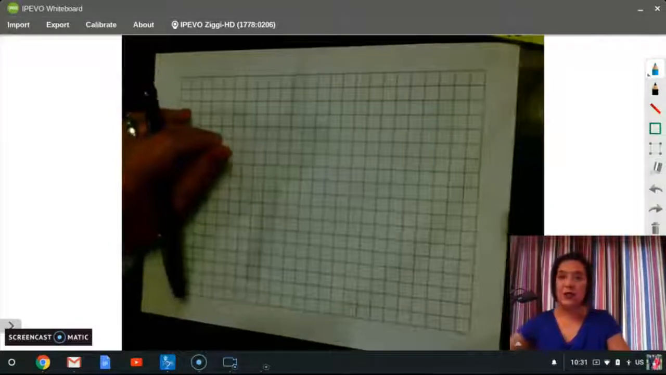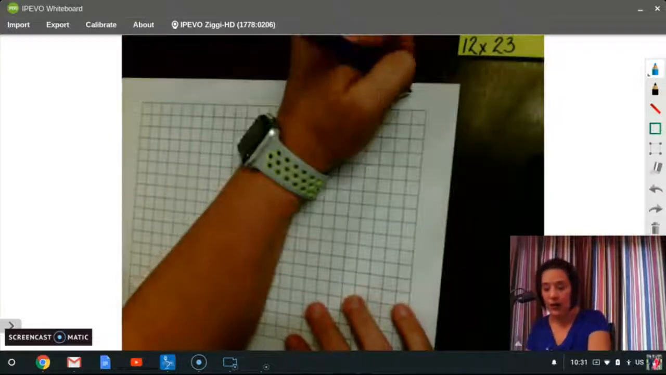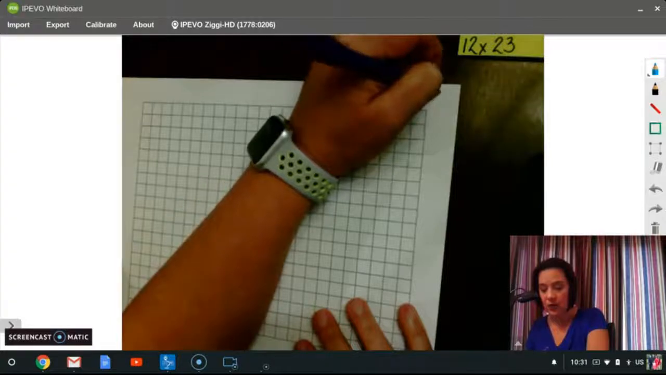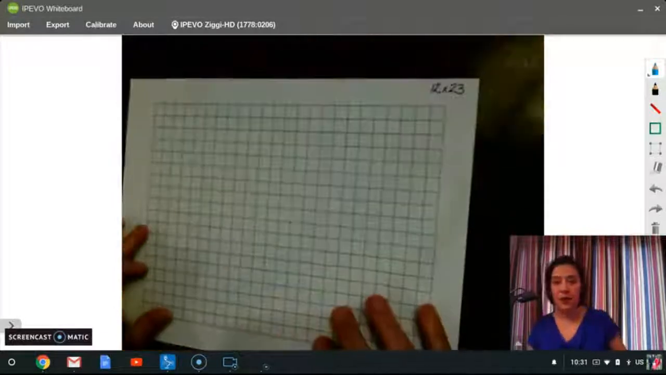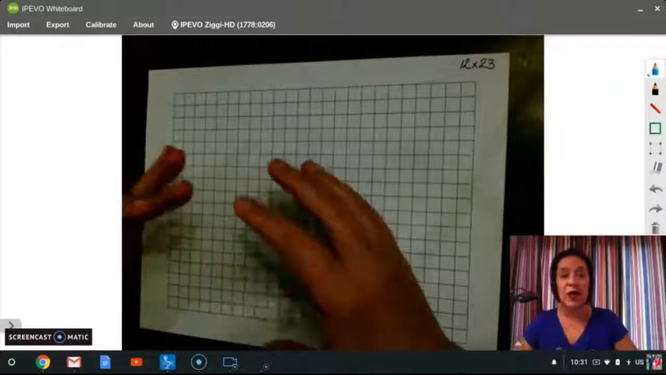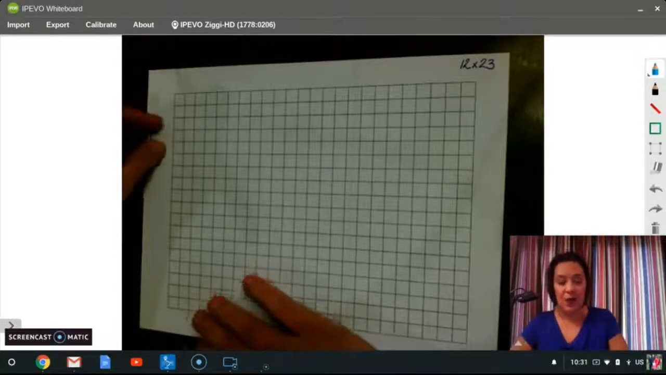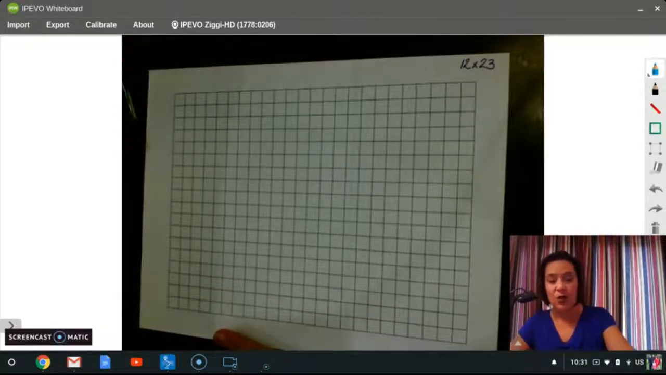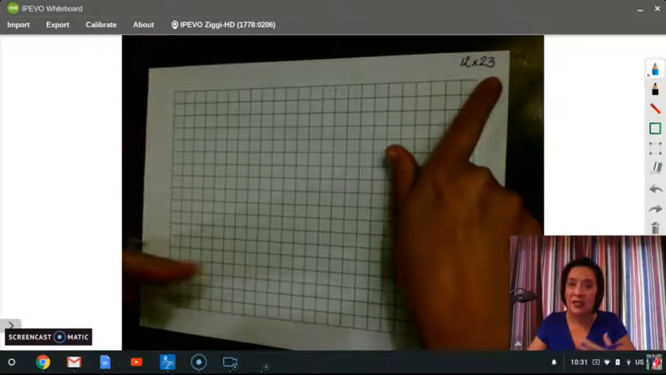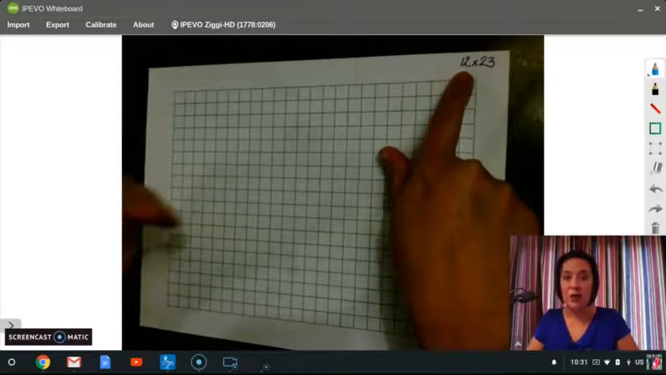So we are still going to use the same problem, and actually I will write it up here. We have 12 times 23. Okay, we are going to use the same problem, and now we are going to do that problem using a representational way of learning. All right, we're going to draw it out. So you've already been talking to your students about tens and ones and decomposing numbers. And so we're going to start again with the 12.